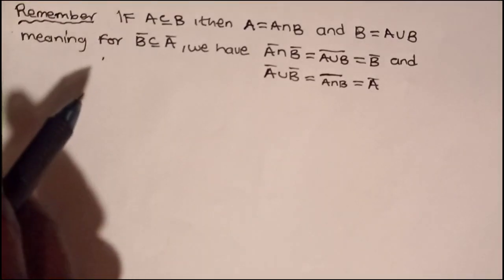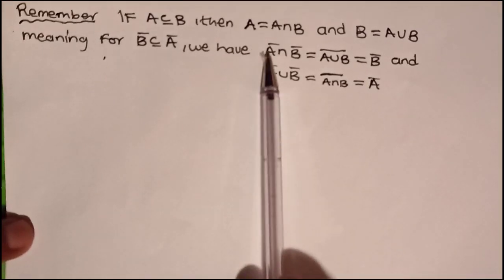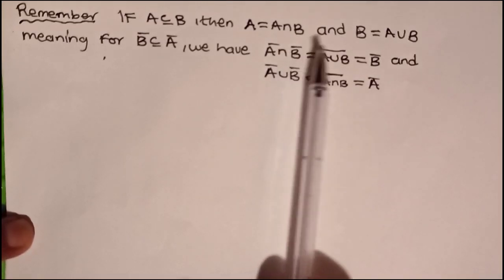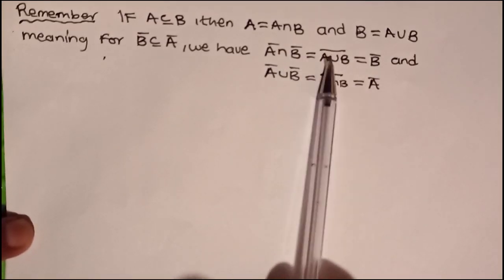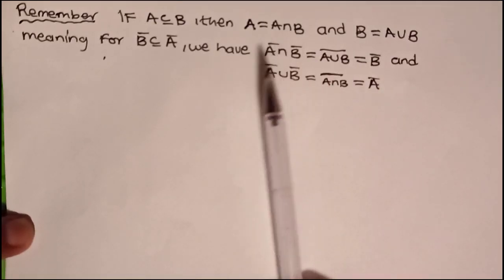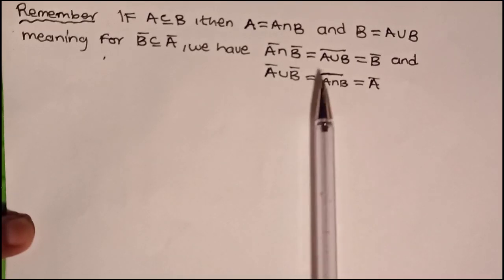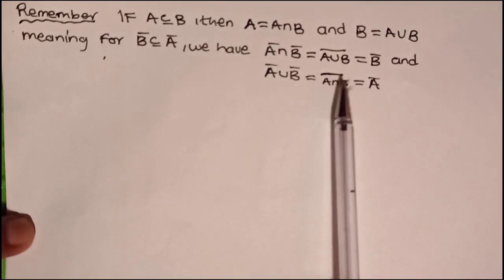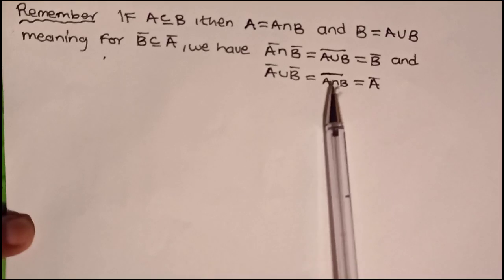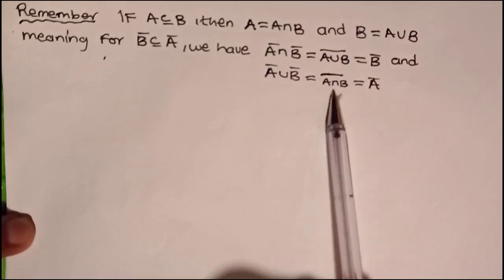Meaning, for B complement a subset of A complement, we have A complement intersect B complement as the complement of A union B, which is the same as B complement. We also have A complement union B complement, which is the same as the complement of A intersect B, which is the same as A complement. If you can check this part, it is De Morgan's law.